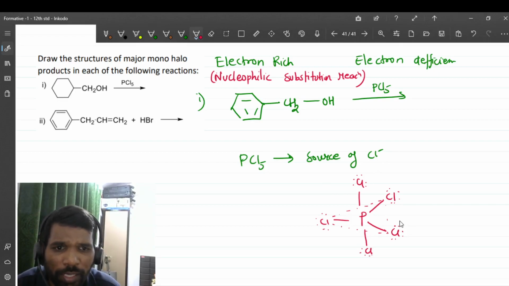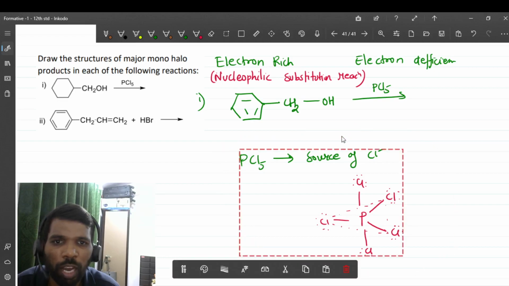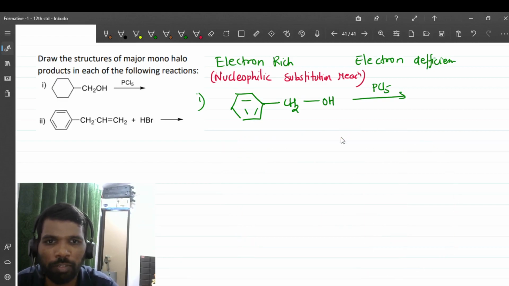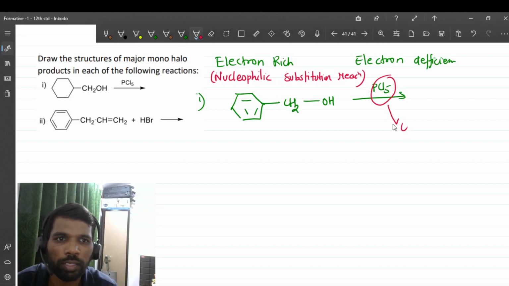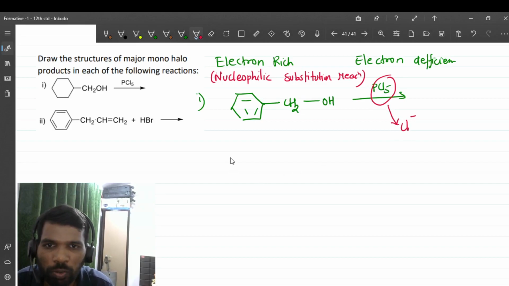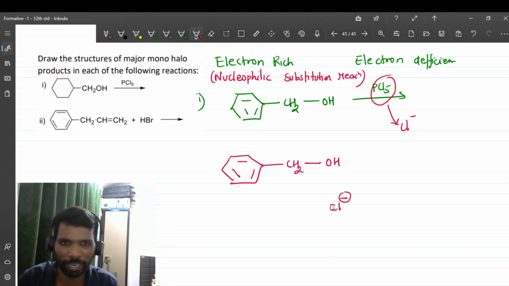And you will easily get Cl minus. Once you get a Cl minus, now Cl minus is my electron rich species. How is it generated? It is generated from PCl5, right? This PCl5 will give me Cl minus. Now this is your compound, CH2OH, right? This is Cl minus. See, our mechanism is not very big. It is not rocket science. Now where is it going to attack, where is it going to donate its electron? Where there is a deficiency of electron.